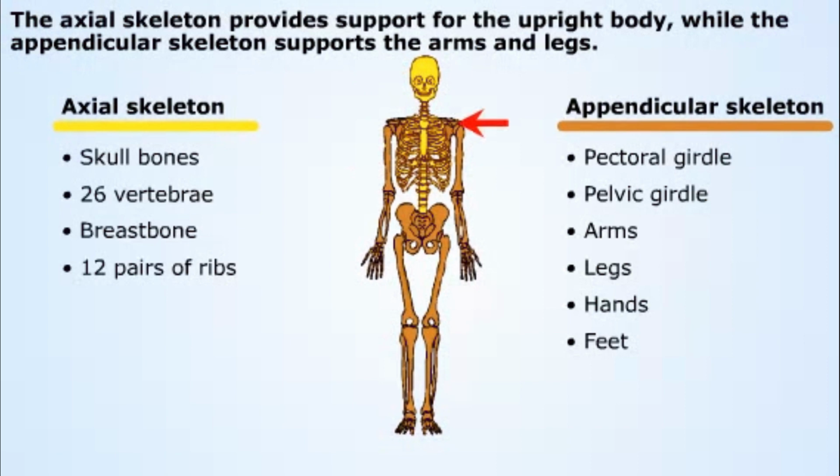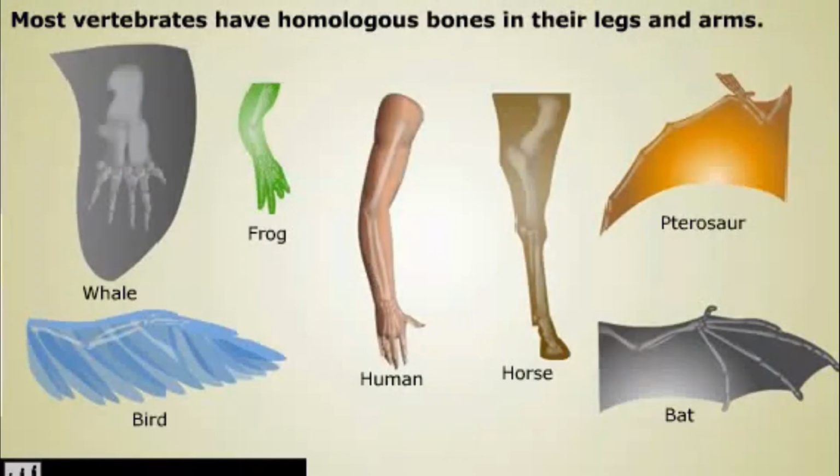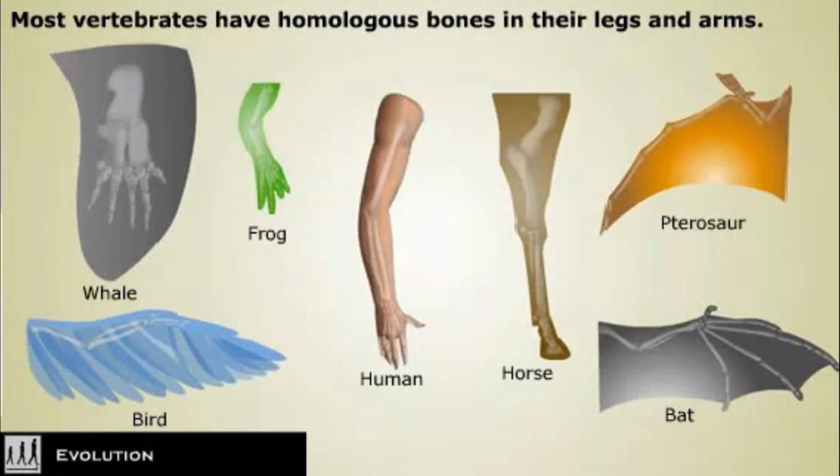It provides support and protection for the upright body. The appendicular skeleton includes the pectoral girdle, the pelvic girdle, and the arms, legs, hands, and feet. Most land vertebrates evolved from a common ancestor and share many common features. For example, while most land vertebrates are quadrupedal and don't walk upright, they have the same bones supporting their arms and legs as humans. The length and thickness of these homologous bones differ as their functions differ.